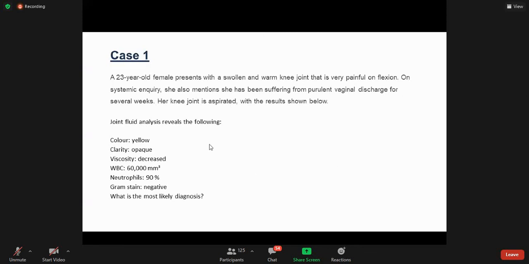Now can you see this case 1? Read this case. I'm giving you 30 seconds. Read this case, make your diagnosis.